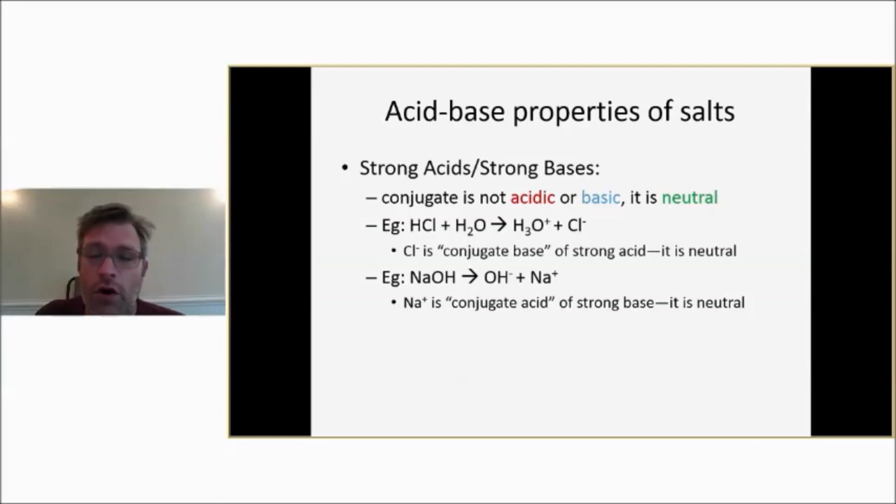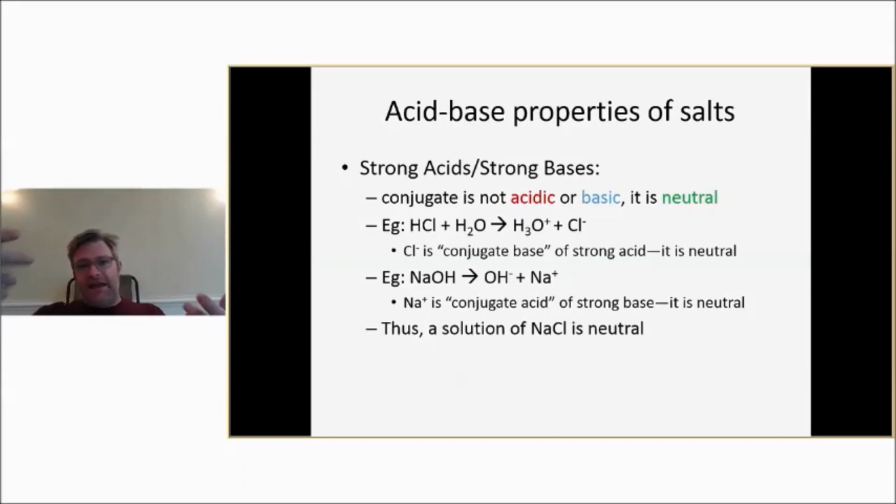Conversely, another example of a strong base is NaOH. Na plus is the conjugate acid, quote unquote, of NaOH. Because it is the conjugate acid of a strong base, it is also neutral. Therefore, a solution of sodium chloride, which are two counterions or conjugates of a strong acid and a strong base, those conjugates are neutral, and so a salt solution is a neutral solution, at least when we're talking about sodium chloride.